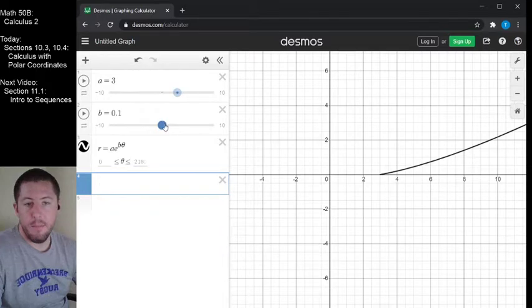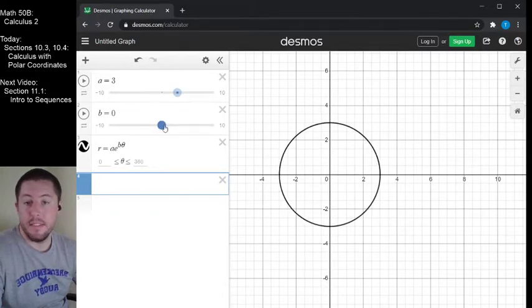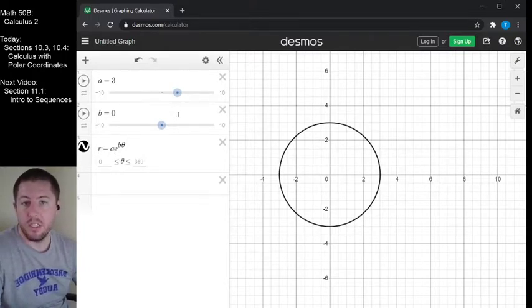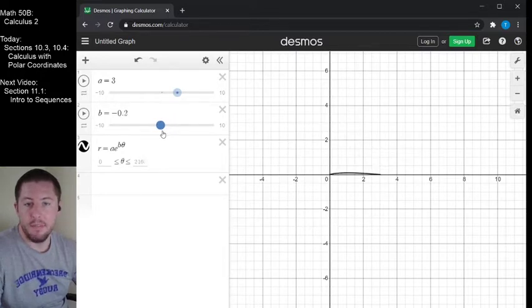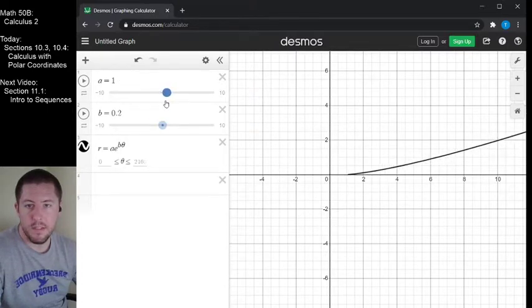But if I make b 0, then unsurprisingly we're a circle again. Notice if b is 0, this equation is just r equals a, so it's a circle of radius a, and we've got a being 3. But now if I make b negative, I went too negative too quickly there. Wait a minute, how is this? I think if I make my a smaller, this will be nicer. Okay, come on, Desmos, you're just screwing with me now.